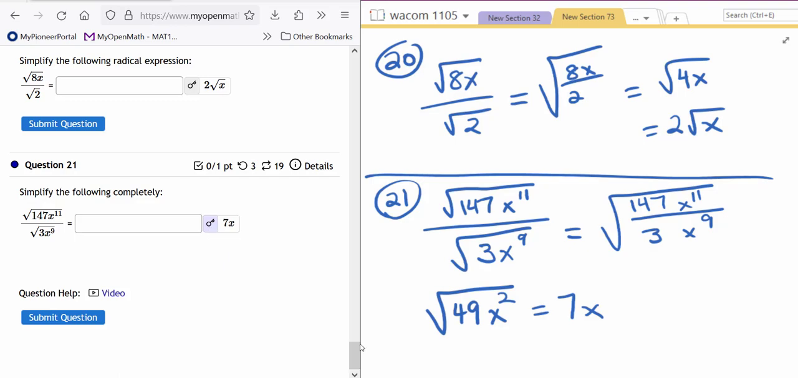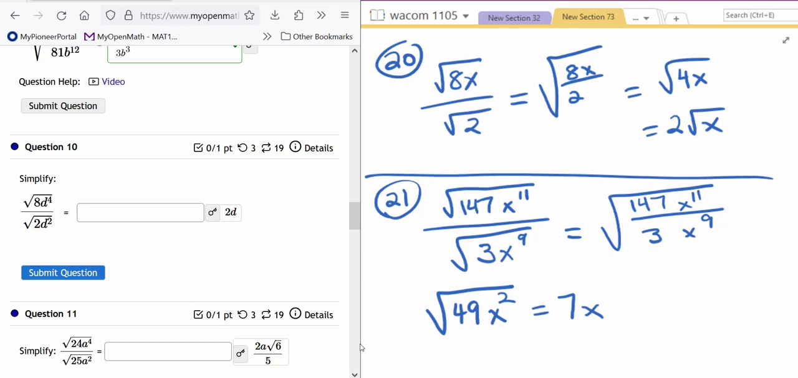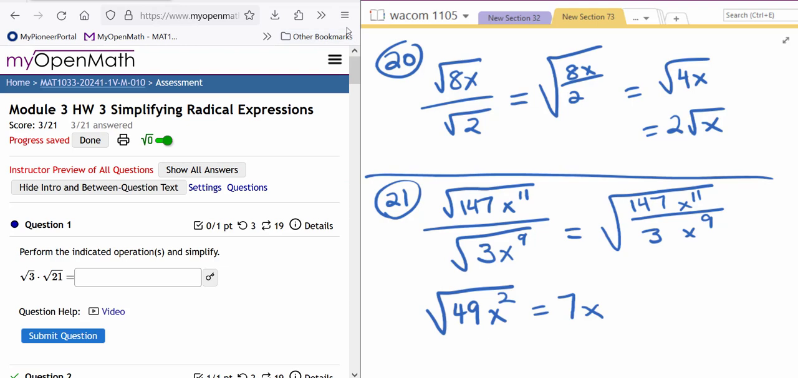All right, I think that is the end of that section. Let me switch into our next section.